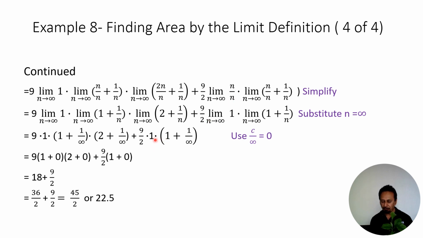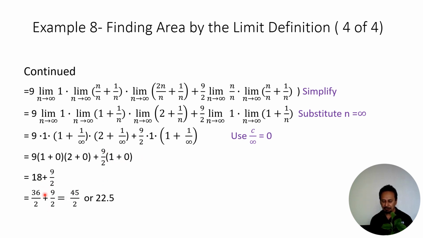Again, limit of 1 is 1, and we write 1 plus 1 over infinity. Remember, a number over infinity is 0. So now we have 9 times (1 plus 0) times (2 plus 0), plus 9 over 2 times (1 plus 0). So this becomes 1 plus 0 is 1, times 2 times 9 is 18. And 1 plus 0 is 1, times 9 over 2, is 9 over 2.